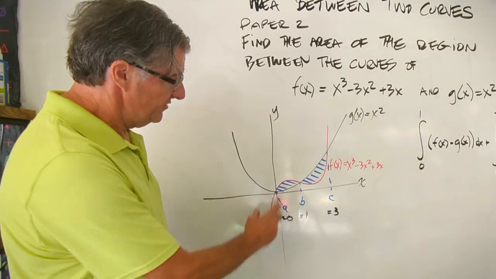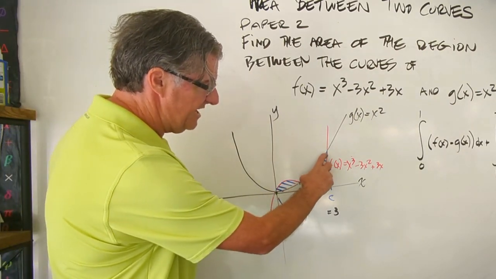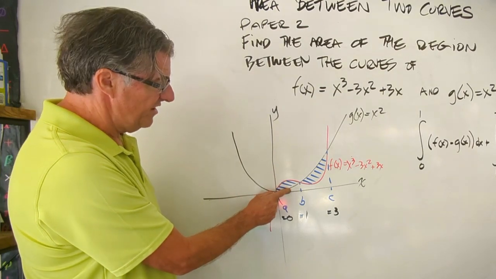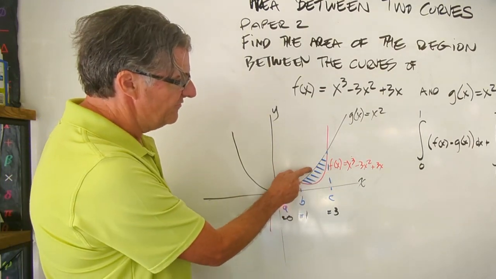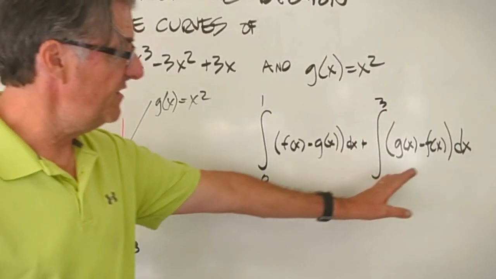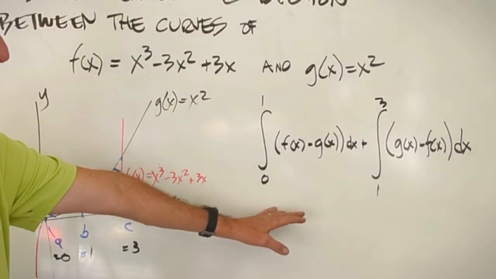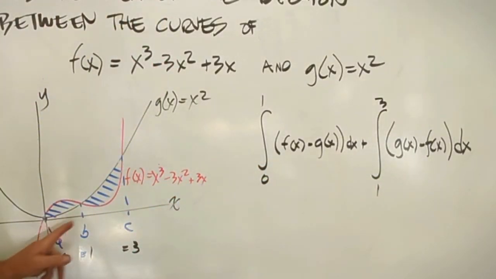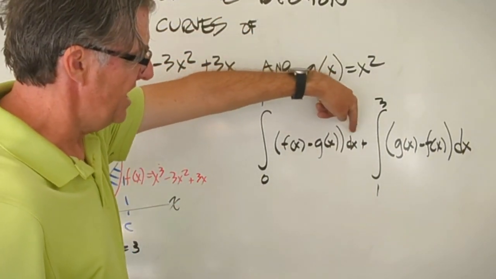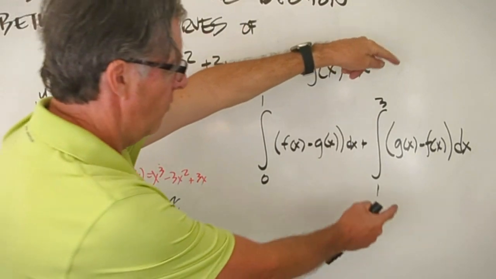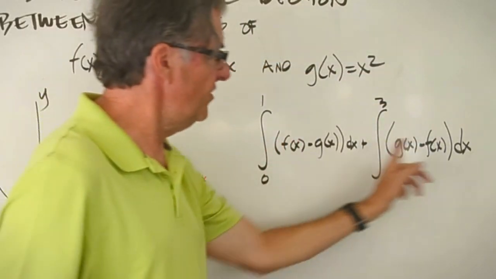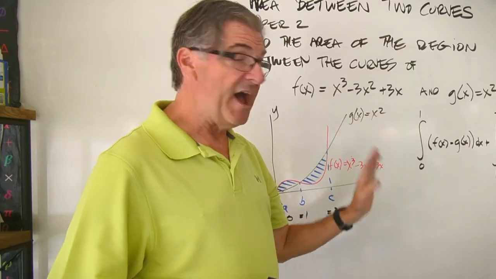So check this out. What we're going to do is we're going to add this area to that area. This area is f of x, the bigger one, minus g of x, and this area is g of x, which is bigger, minus f of x. So all I've done is I've written that out here with integral notation. So this is 0 to 1, f of x minus g of x dx, and then we're going to add from 1 to 3 of g of x minus f of x dx. So that's stated all out.